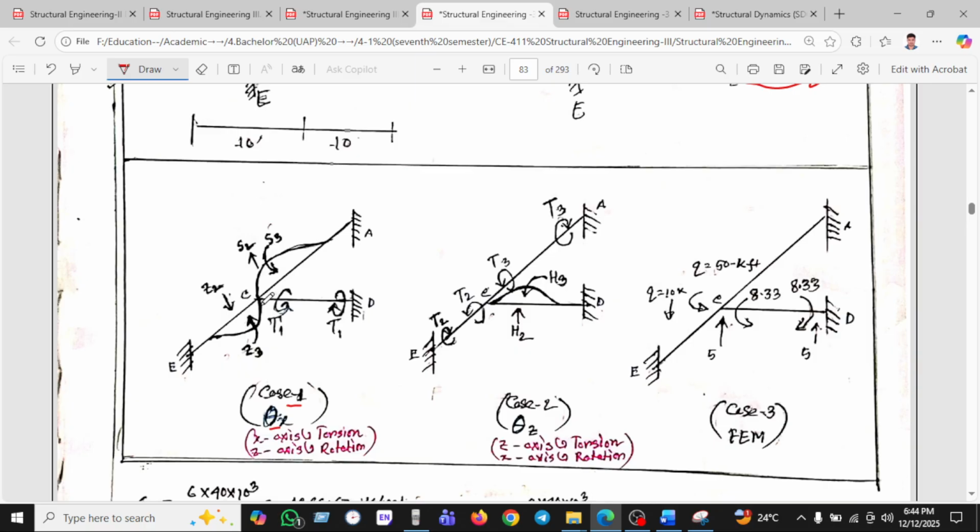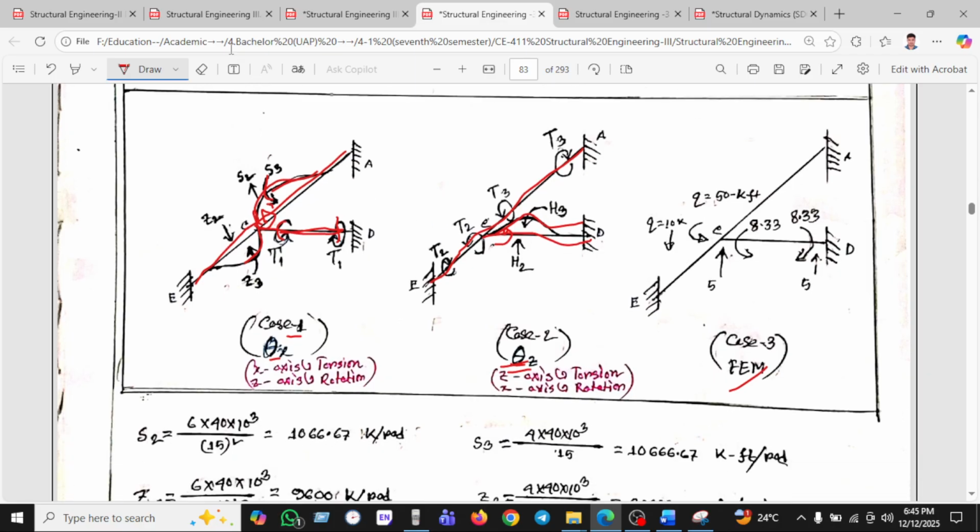So theta x means the x direction will be torsion. We are taking the torsion in the x direction, and the perpendicular member will be rotation. This is the perpendicular. We take the rotation here. After applying rotation, the member will act like this. And theta z means the z direction will be torsion. This is the z direction. They will apply all the torsion, and the other direction will be rotation. Applying rotation, it will act like this. The fixed end moment is given here.